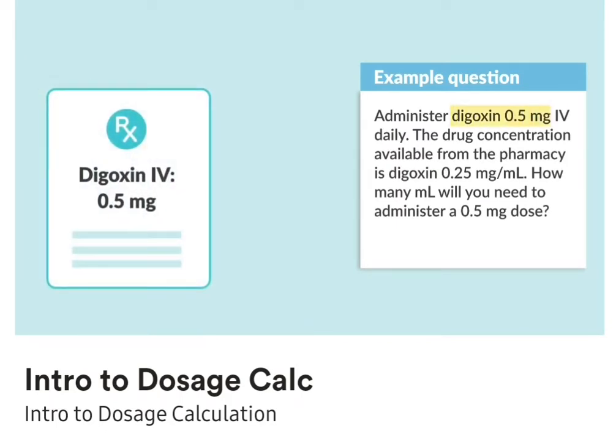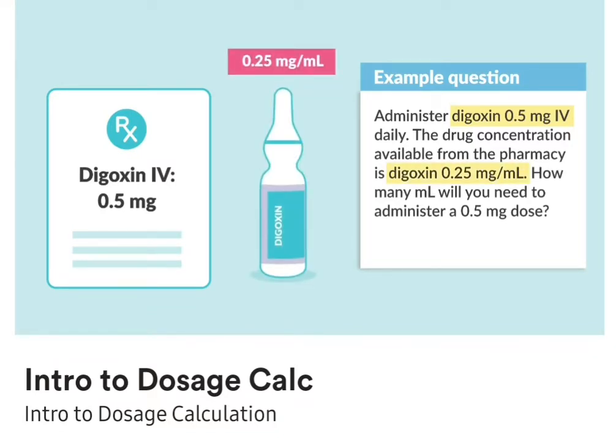Administer digoxin 0.5 milligrams IV daily. The drug concentration available in the pharmacy is digoxin 0.25 milligrams per mL. How many mLs will you need to administer in a 0.5 milligram dose?